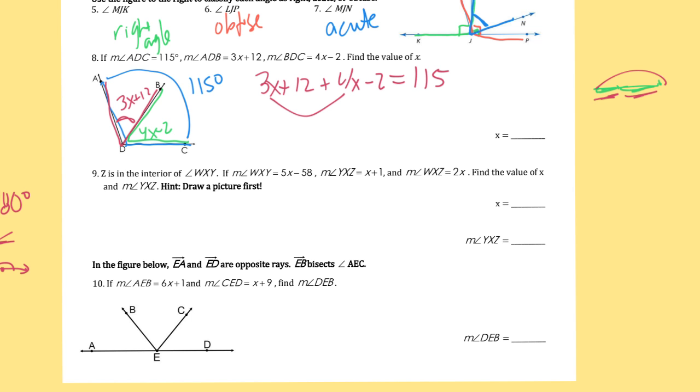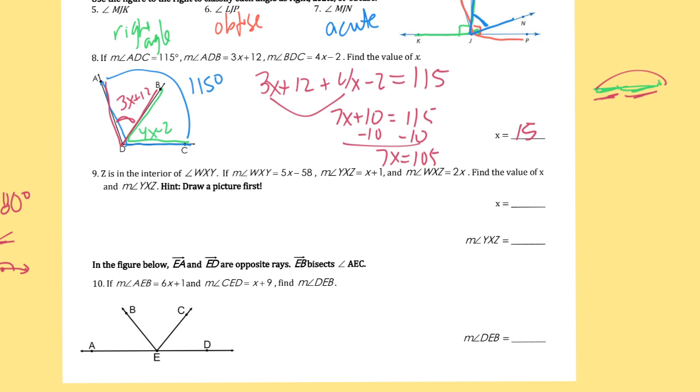So combine like terms, you get 7x plus 10 equals 115. Subtract 10 from both sides. You get 7x is equal to, how much is that? 105. Divide both sides by 7, and you're going to get x is equal to 15.